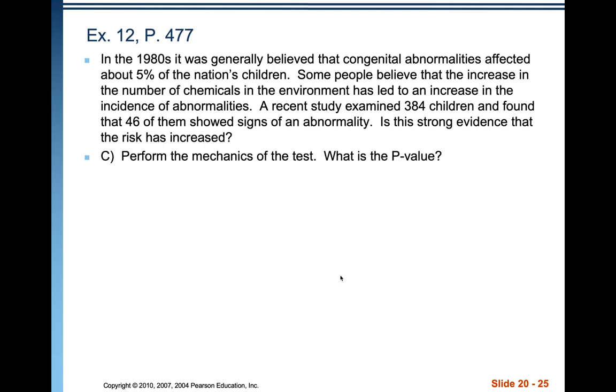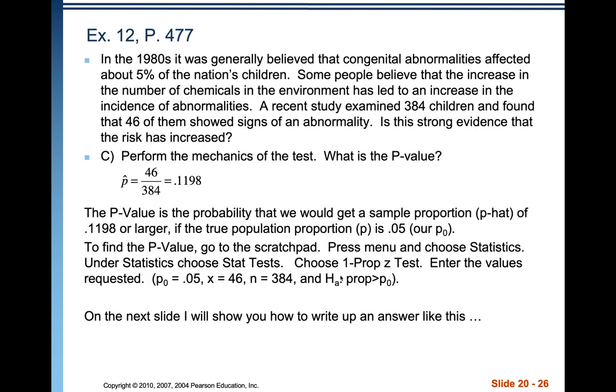We want to perform the mechanics of the test. What is the p-value? Well, our p hat, which is not the p-value, is 46 over 384, which is 0.1198. Okay, the p-value is the probability that we would get a sample proportion, p hat, of 0.1198 or larger if the true proportion p is 0.05, because that is our p naught, our hypothesized value.